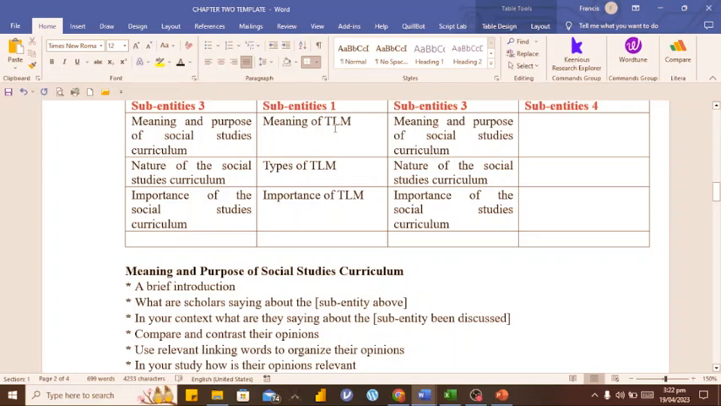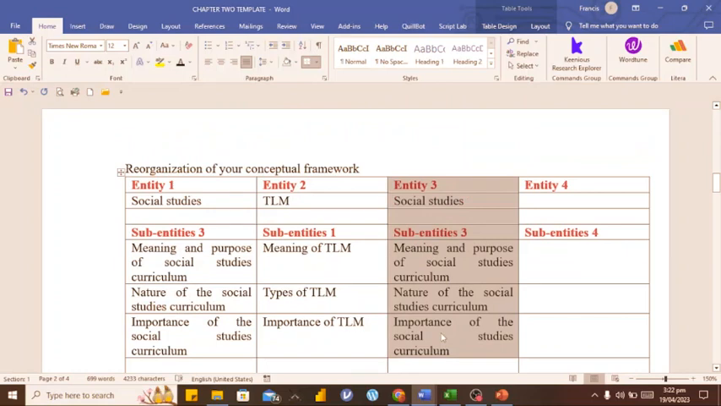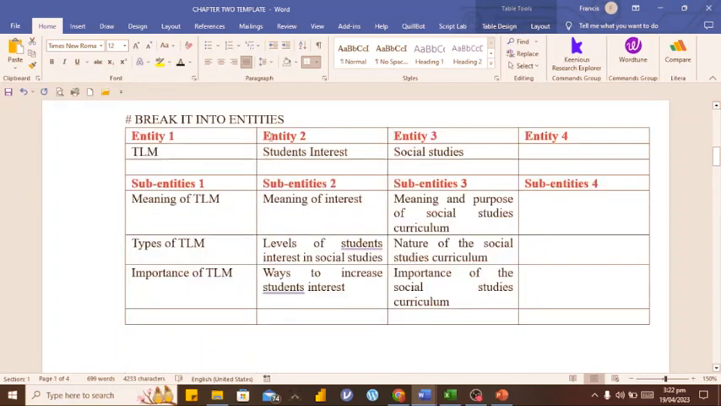Then from there, you come to meaning. Then you come to student interest. Couldn't organize it where student interest. So let me organize it here. So here you talk about student interest. So student interest will also become the third entity. So you can see student interest. So that is how it is. So student interest, that is entity 2.